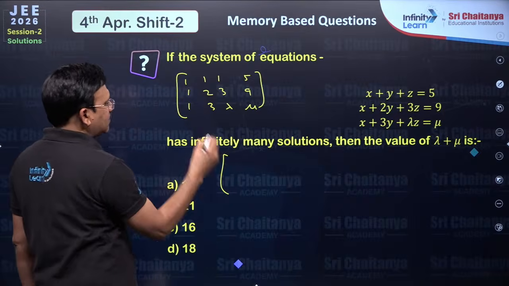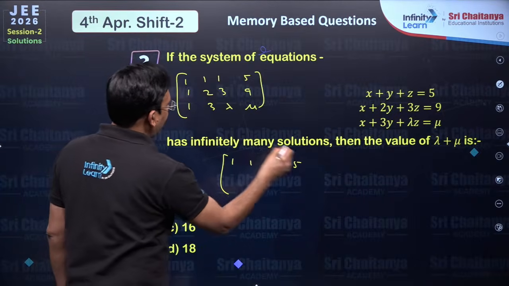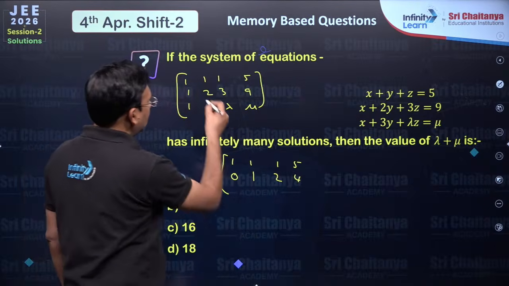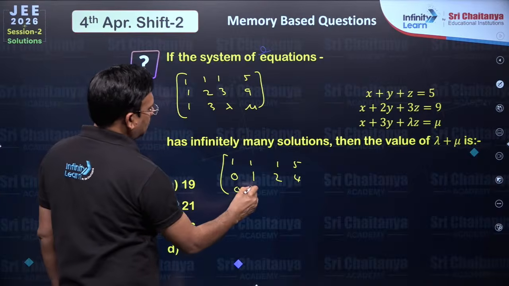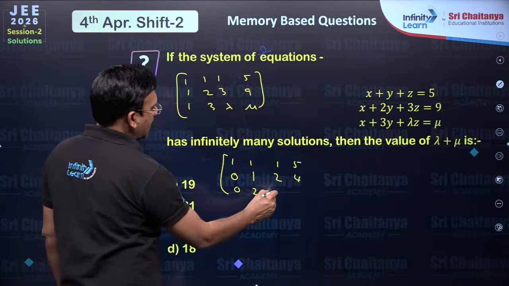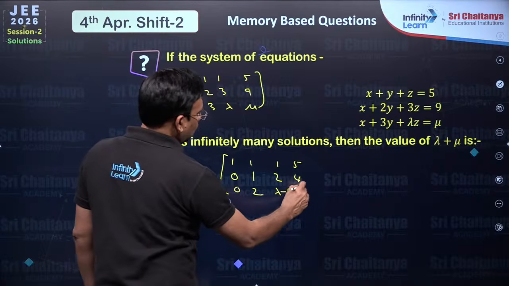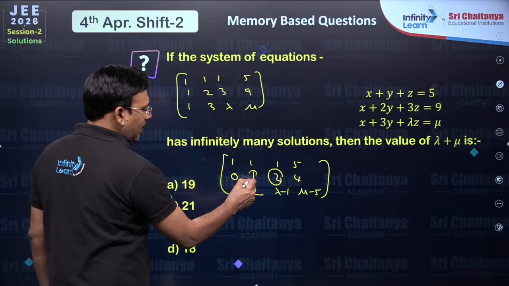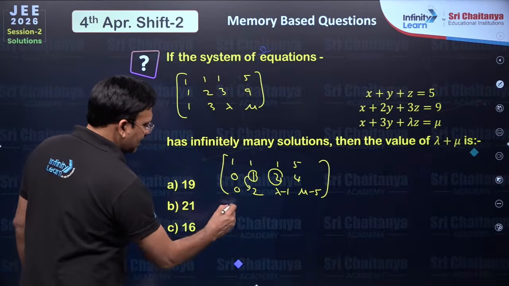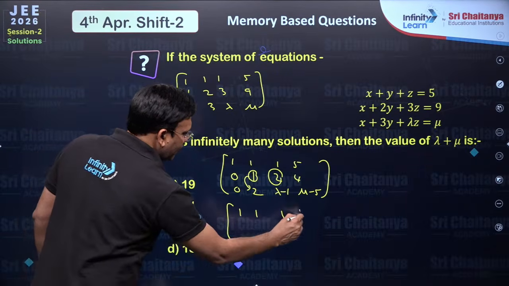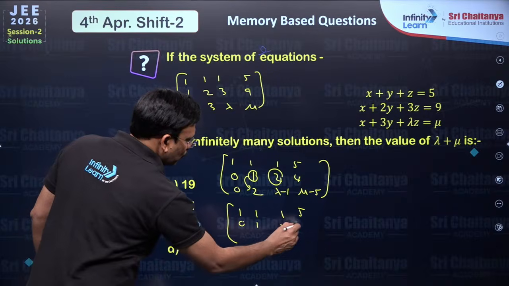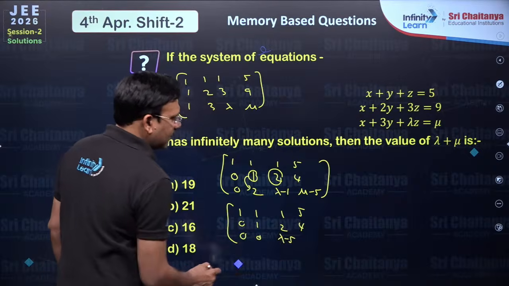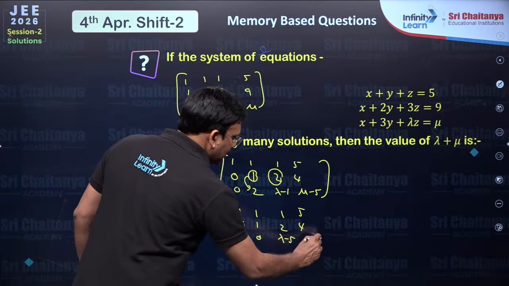So with the help of this, make these two 0. 1 1 1 5, subtract, 0, this is 1, this is 2, this is 4. Here also you subtract, 0, 3 minus 1 is 2, this is lambda minus 1, this is mu minus 5. Then the next step, with the help of this you have to make it 0, so double and subtract, you will get 1 1 1 5, 0 1 2 4, double and subtract will give, this is lambda minus 5, this is mu minus 13.